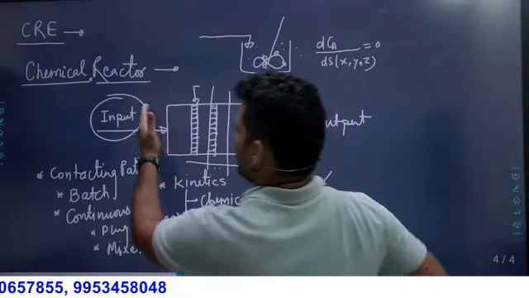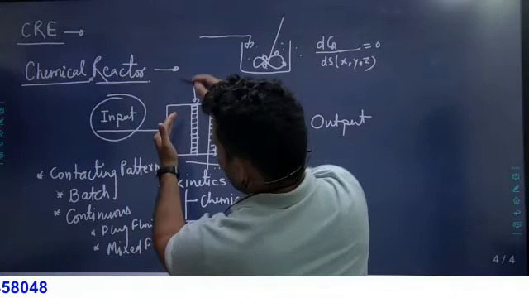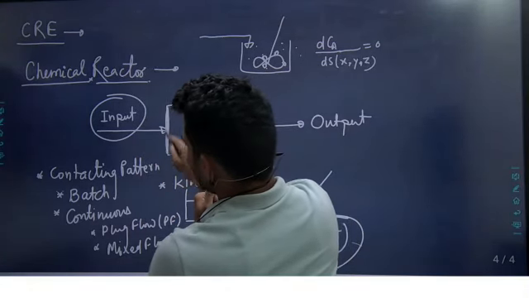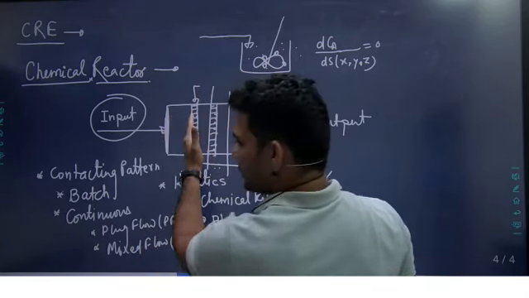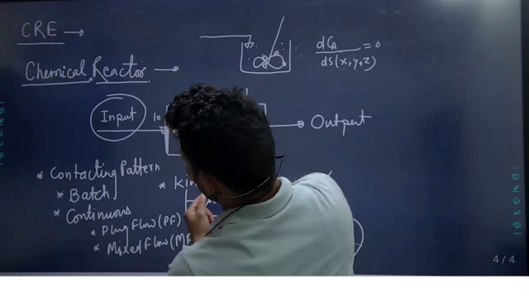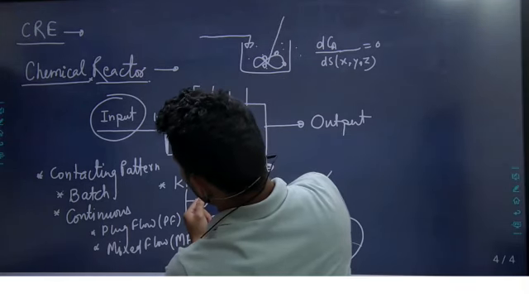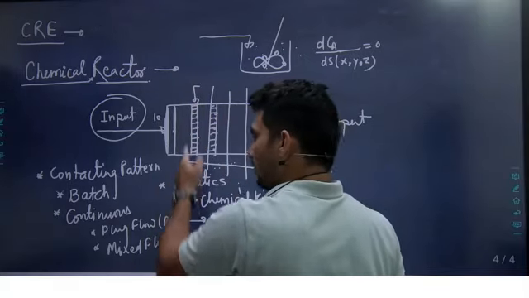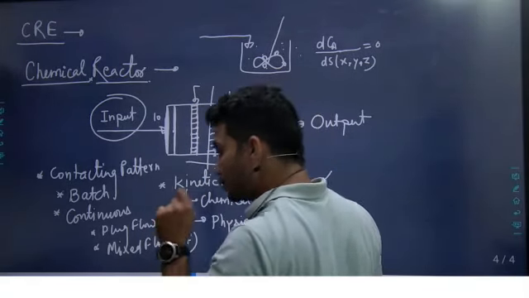Plug flow means, suppose the concentration of reactant A is high just at the entry. After that the concentration will decrease. So I am saying in the starting the concentration is 10. Now the concentration is 8. So at this section the concentration is 8. The concentration in the radial direction is uniform.